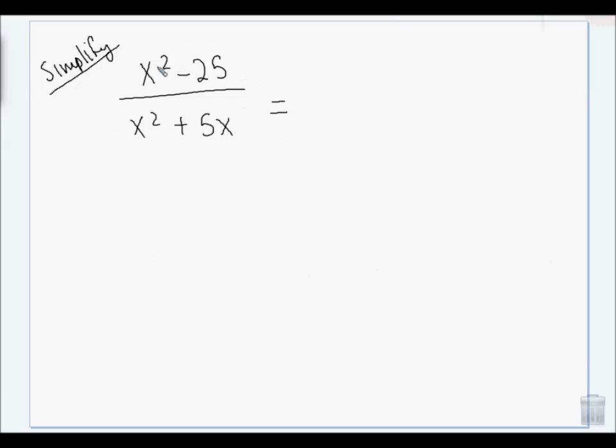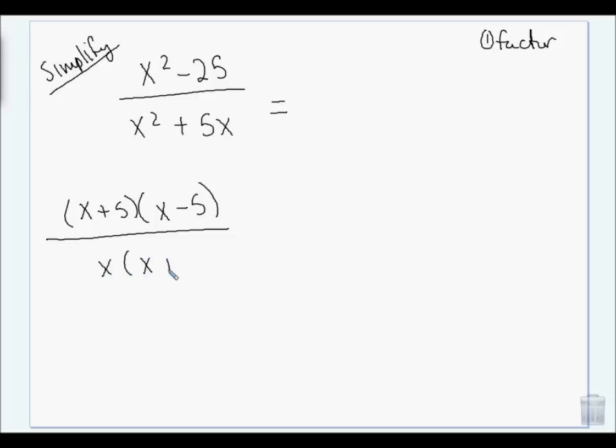Like this, where you have a ratio or a rational expression with variables in it, in order to simplify it, first we have to factor. So step 1 is factor. This is a difference of squares, so that's going to be x plus 5 times x minus 5, because the square root of 25 is 5. And then here, I can factor out an x. That's all I can do. So I have x times x plus 5.